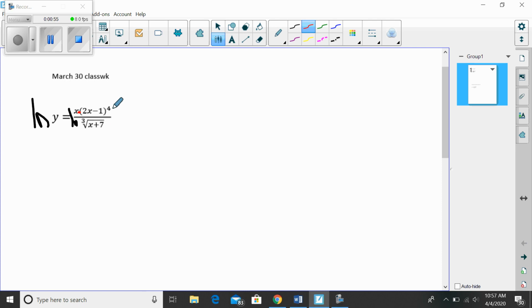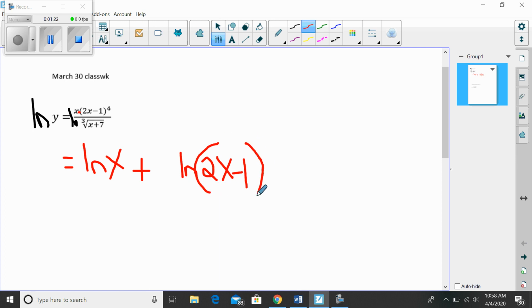And then I have the quotient, which means I will have the natural log of a difference. So when I begin by applying the product and quotient rule, I would have natural log of x plus the natural log of 2x minus 1. And since that's to the 4th power, I'm going to put this in parentheses so there's no confusion that I want to take the natural log of the whole quantity, and then my exponent drops in front.